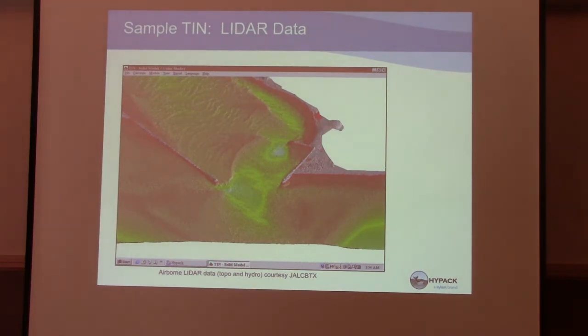LiDAR data. There's a TIN of some LiDAR data. One of the things that TIN doesn't do very well is trees. Anyone ever look at a TIN model of a tree? LiDAR data is above ground, it's topographic, and if you try to TIN model a tree, it looks like garbage. Buildings look pretty cool, trees don't. So this is a beach segment with LiDAR data. Hydro and topo on this particular TIN model. I believe the gray areas are all topo, and you can see over in here is the breakwater.